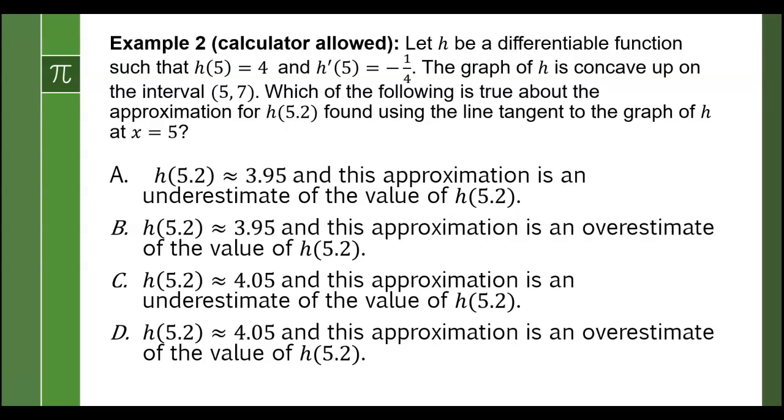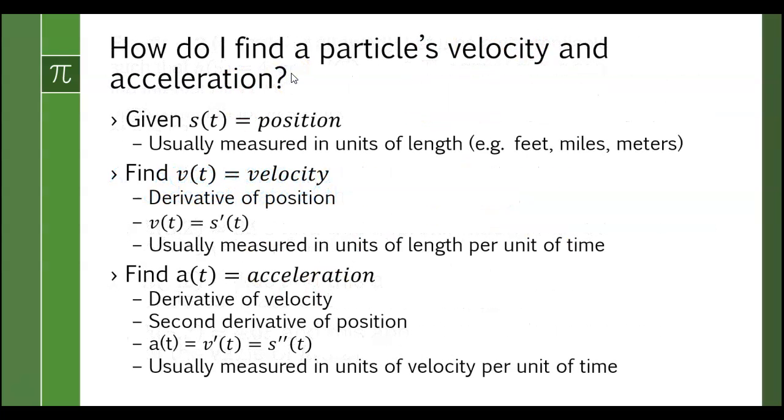And then at that point, you would use your calculator and calculate y minus 7 equals negative 1 fourth times 5.2 minus 5. Okay. That's what I have. So you get A. h of 5.2 is approximately 3.95. And my approximation is an underestimate because it is below the concave up curve.